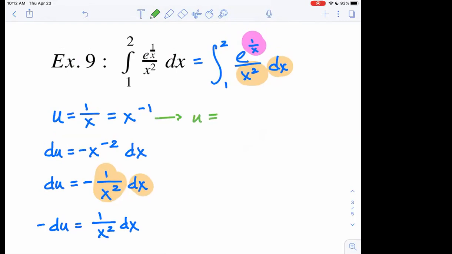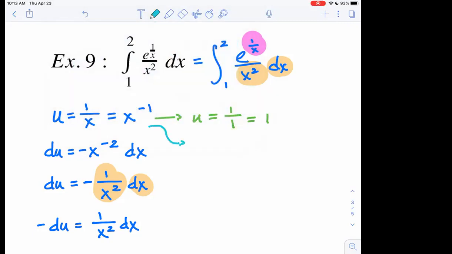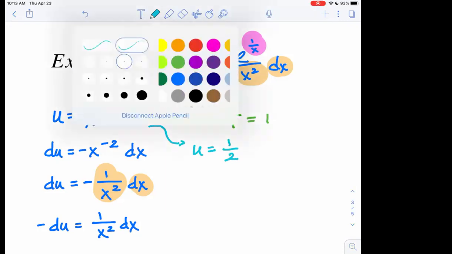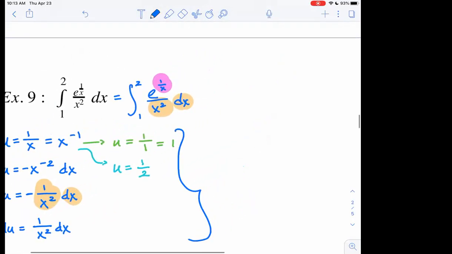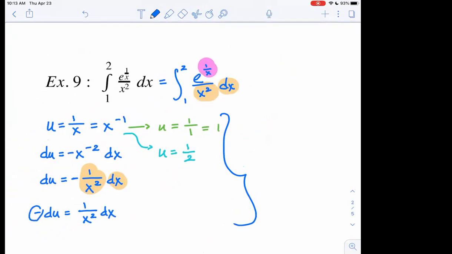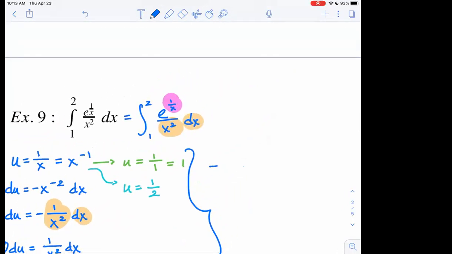All right. So let's find our new bounds. For the bottom bound, we'll do 1 over 1, because that's what it is, which equals 1. And for the top bound, we'll get 1 over 2, or 1/2. Okay. So now let's substitute everything in. So I'm going to have this negative sign in the front, okay? So negative the integral from 1 to 1/2.